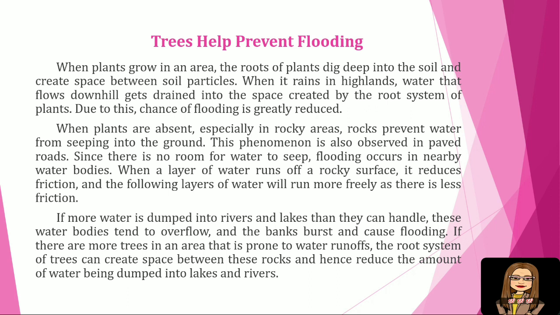When a layer of water runs off a rocky surface, it reduces friction. The following layers of water will run more freely as there is less friction. If more water is dumped into rivers and lakes than they can handle, these water bodies tend to overflow, and the banks burst and cause flooding. There are more trees in an area that is prone to water runoffs. The root system of trees can create space between these rocks and hence reduce the amount of water being dumped into the lakes and rivers.